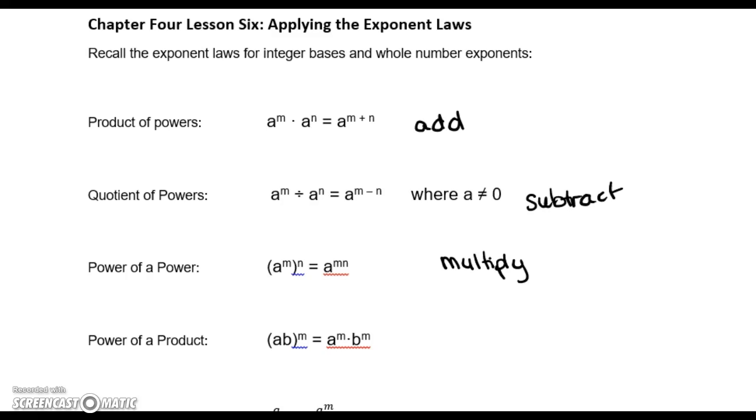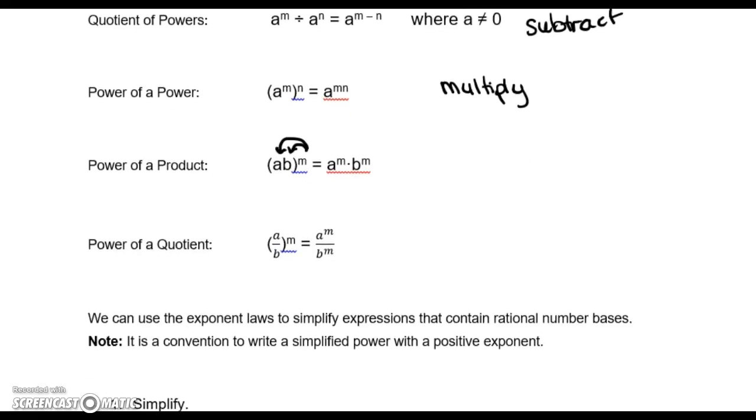The next law is the power of a product. This is where two numbers are multiplying each other, and on the outside you have an exponent. You distribute that exponent to each term, so you get a to the power of m times b to the power of m, and then you can simplify and solve from there. The last one is the power of a quotient, where we're dividing two numbers and taking it to some exponent. Just like the power of a product, we distribute this exponent to the numerator and the denominator, and then go ahead and simplify.